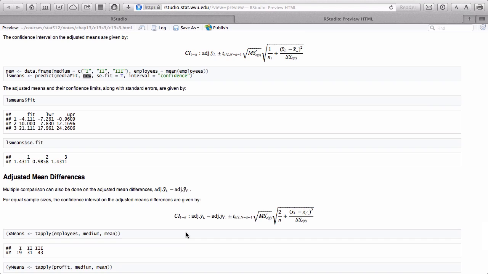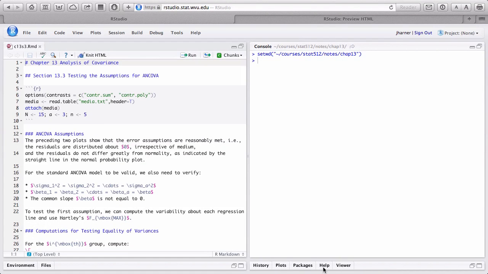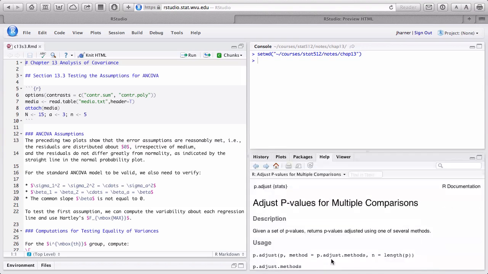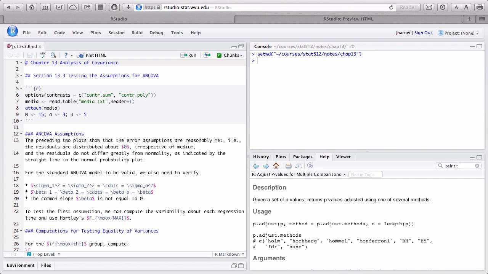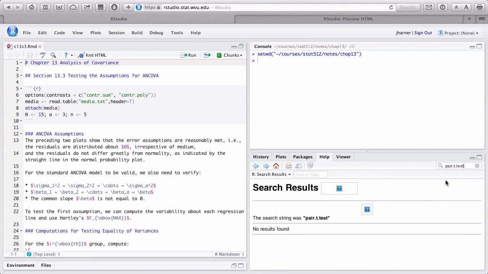Now I think we covered it when we covered multiple comparisons. I believe that we covered that in the last part of Chapter 10, but we looked at it in that context in the one-way analysis of variance. And when we did that, how did we do that? Well, if you may remember what we did, we had pairwise.t.test. Do you remember that?